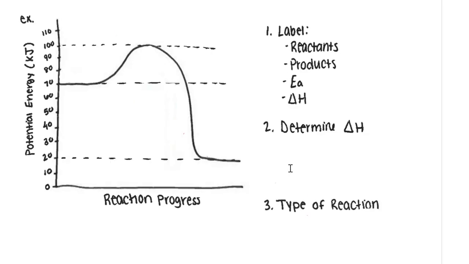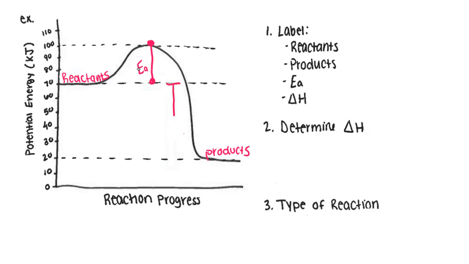Alright, pause the video, try this one on your own. When you're ready, unpause, come back and check your answers. So first thing we're going to do is label. Again, the reactants are always on the left. Products are always on the right. Activation energy is going to be the range from the activated complex, which is that tallest portion of the graph, and the reactants. So this would be my activation energy.